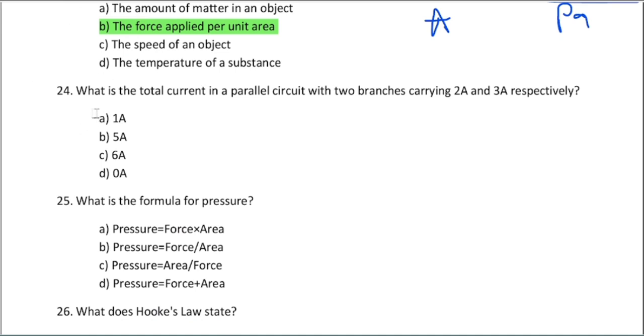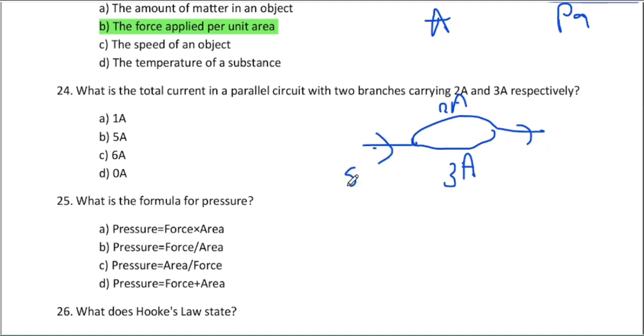We have 16 more. What is the total current in a parallel circuit of two branches carrying 2 amperes and 3 amperes respectively? There is 2 amperes, 3 amperes. The current flow will go to this side or this side. In this line, 5 amperes. You know that if there is a parallel circuit, current will be added, right? 2 plus 3. Answer is 5 amperes.